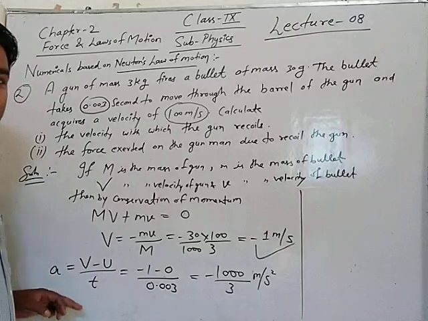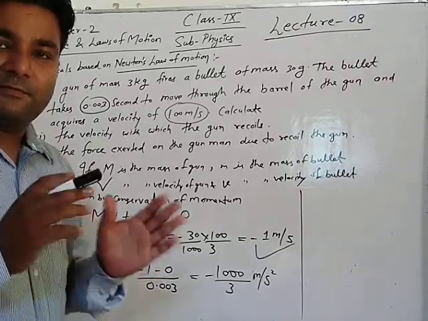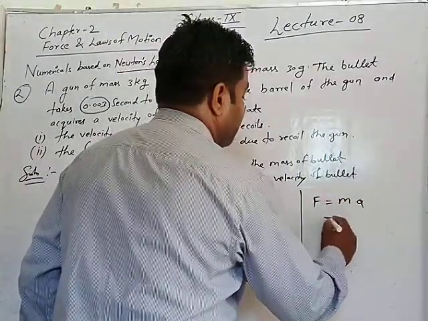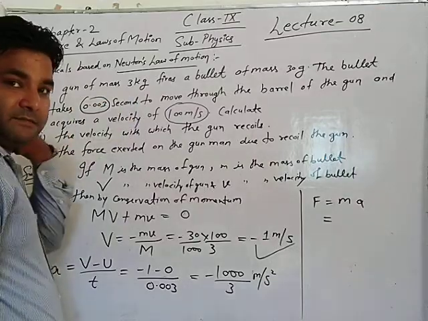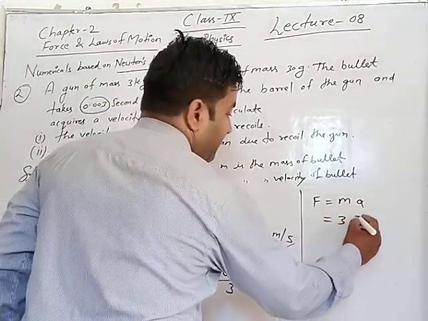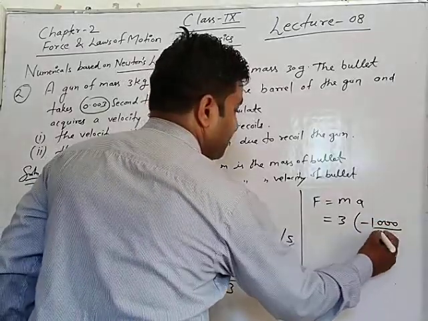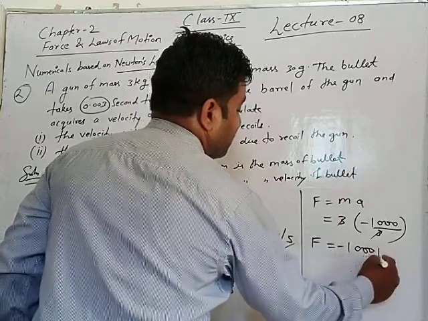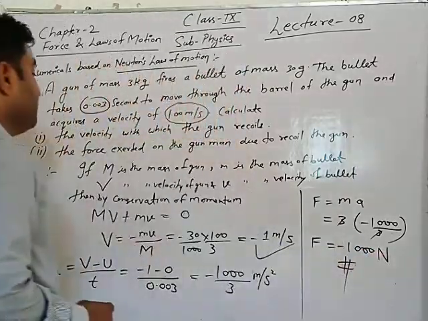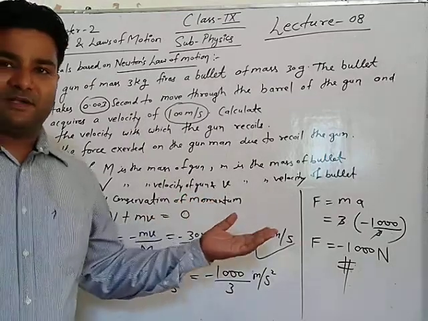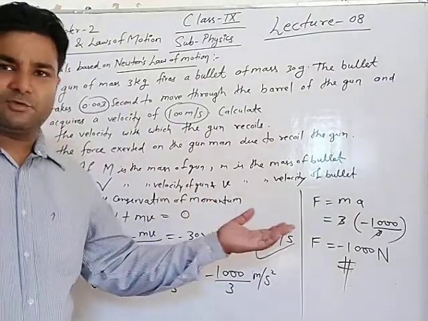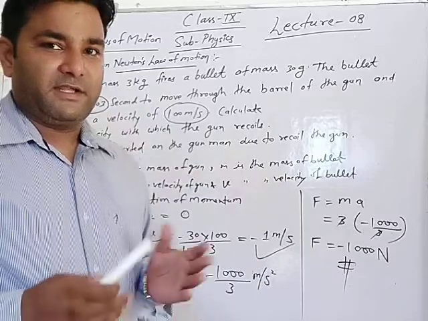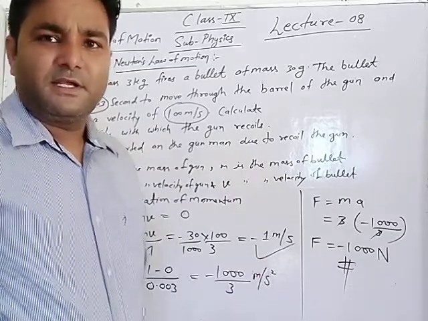After calculating the acceleration, we can solve out the value of force very easily by using the formula F is equal to ma. M here is the mass of the gun, 3 kg, and acceleration is minus 1000 upon 3, 3 cancels out, so minus 1000 Newton force. Why the negative sign? Because the movement of the gun is just opposite to the movement of the bullet, and the force, that is the reaction force, is always in negative sign. Whenever action is in positive sign, then reaction will be just opposite, meaning negative sign.